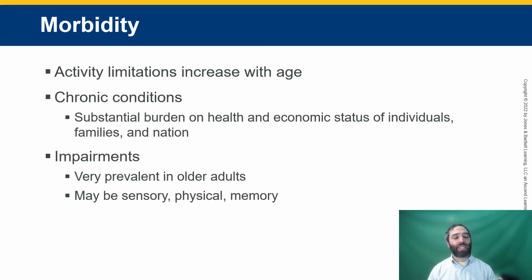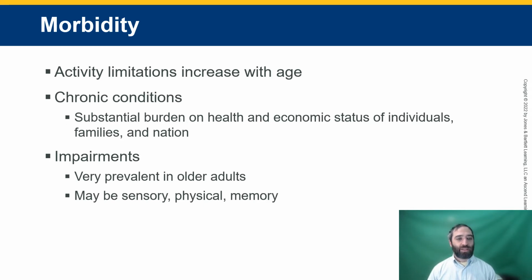Looking at morbidity relating to disease and disability, activity limitations increase with age. We are not able to do as much as we get older. Maybe as a younger person, you could jump really high, you could run a marathon. It becomes harder to do that with age. Again, not impossible, especially if you continue to do it, but it does become harder to do.